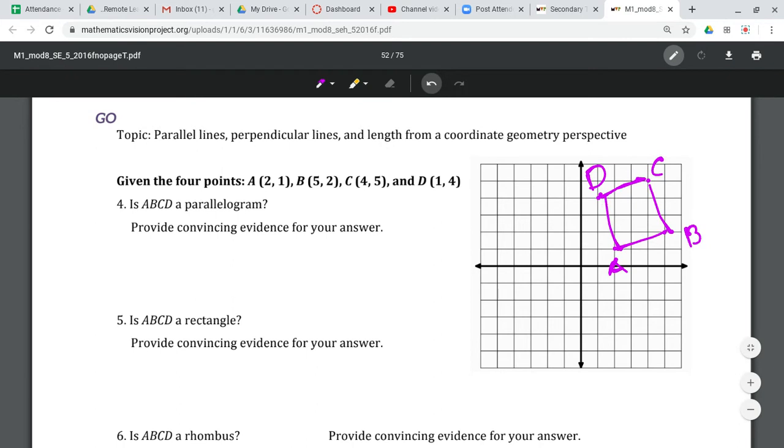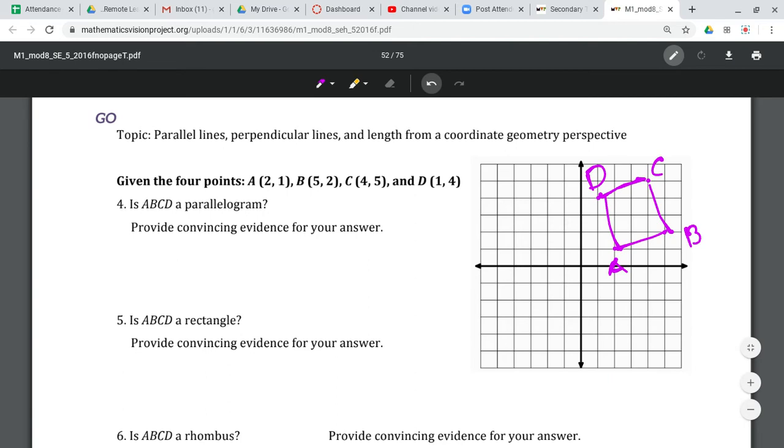We want to determine whether or not ABCD is a parallelogram. Then you're going to look at, is it a rectangle? Then is it a rhombus? And then last but not least, down there at the very bottom, is it a square? So we've done a few problems like this before. So in terms of determining whether or not this is a parallelogram, we're going to look at the slopes of these sides.